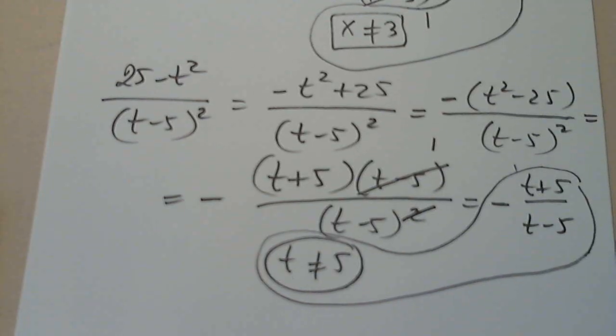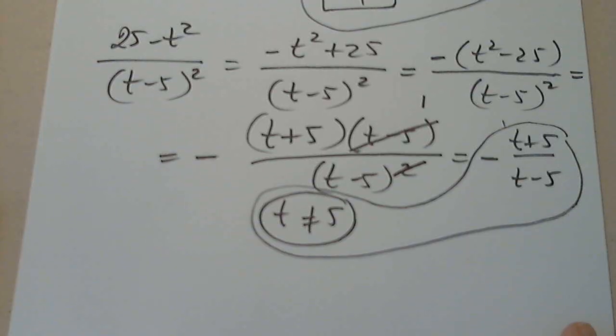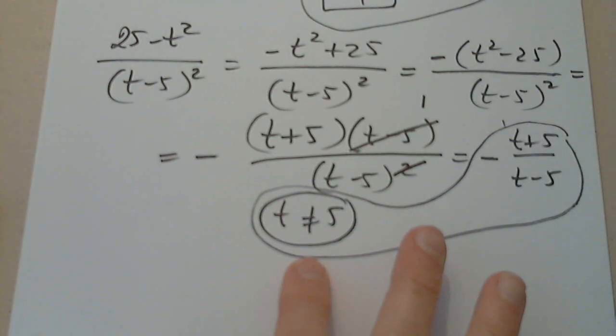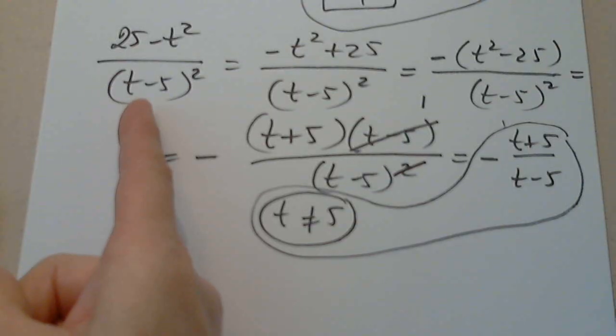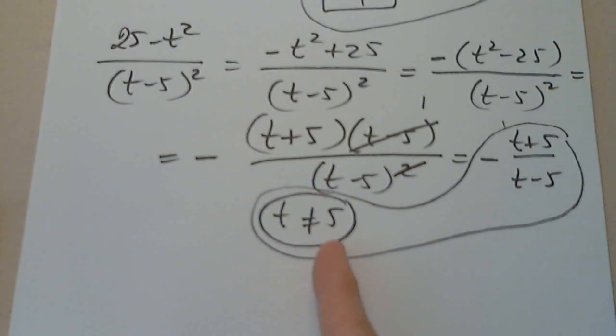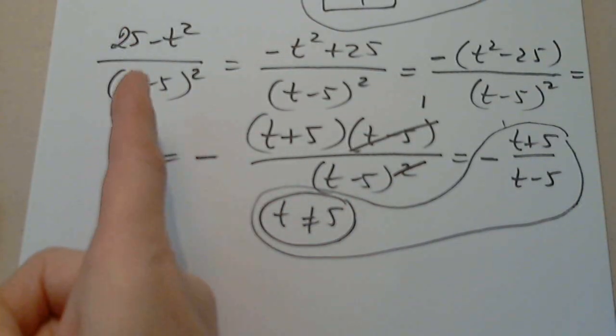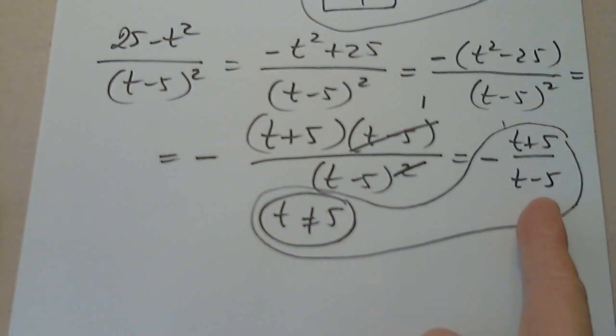So, no matter what Pearson says, moving forward, even if you cannot put it in anywhere, this is the simplified form of that expression under the condition that t is not 5. This expression will not simplify to this if t is 5.